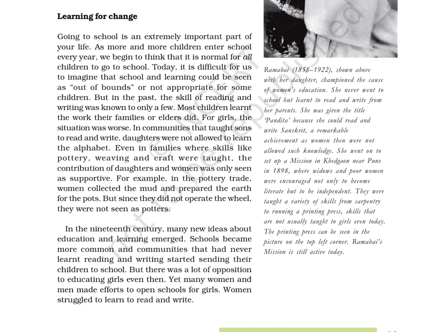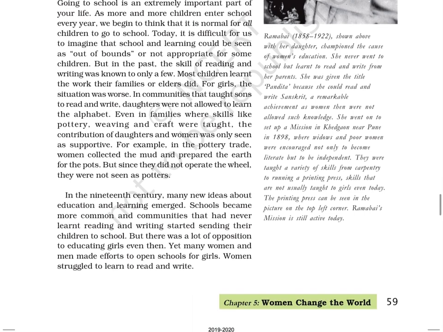In communities that taught sons to read and write, daughters were not allowed to learn the alphabet. Even in families where skills like pottery, weaving, and craft were taught, the contribution of daughters and women was only seen as supportive. For example, in the pottery trade, women collected the mud and prepared the earth for the pots. But since they did not operate the wheel, they were not seen as potters.